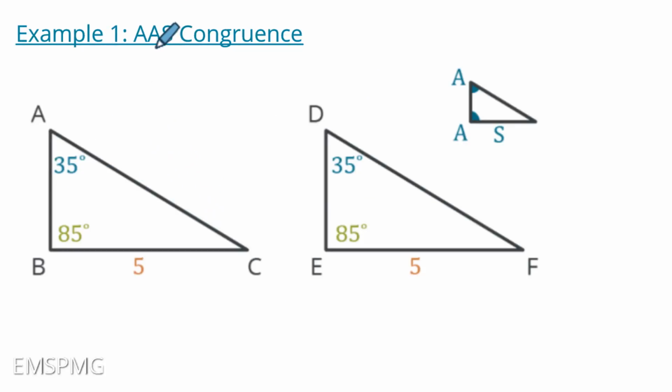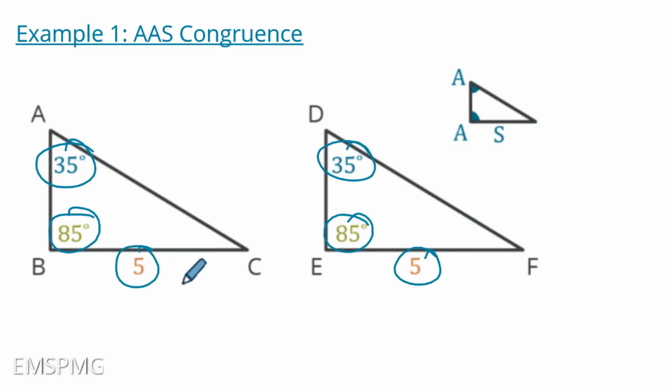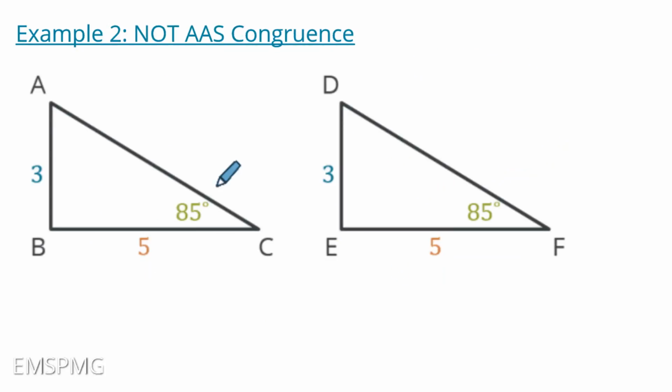So here's an example of AAS congruence. Now the important thing is that you have your two angles. The side cannot be in between the angles. Okay, so just be careful of that. So we see here we got 35 and 35, that's good. And we got 85 and 85, so those two corresponding angles are good. And then our corresponding sides are good as well. So according to AAS, these two triangles are congruent.